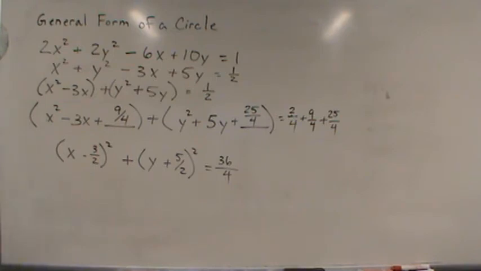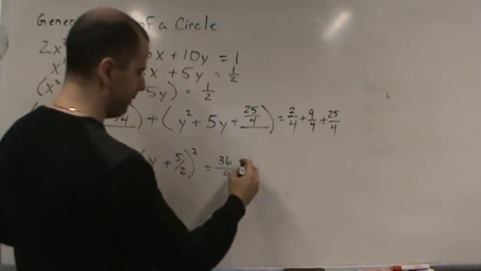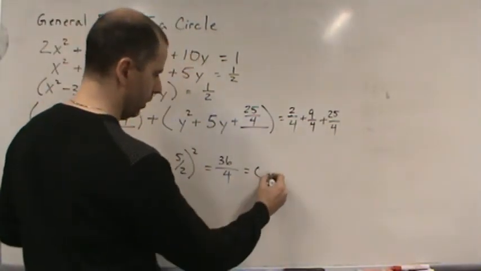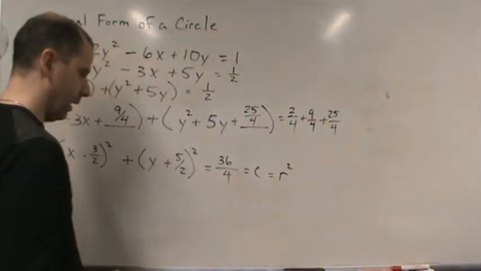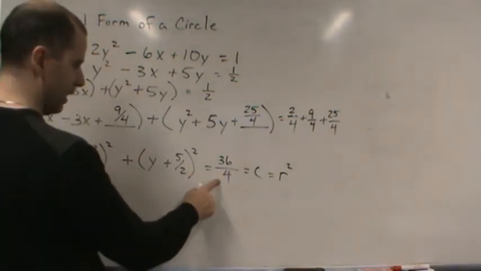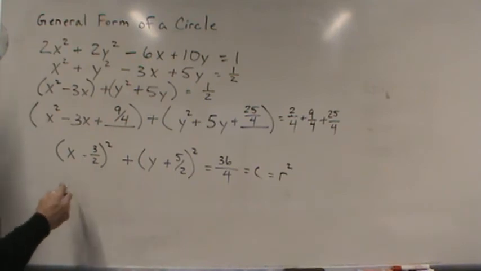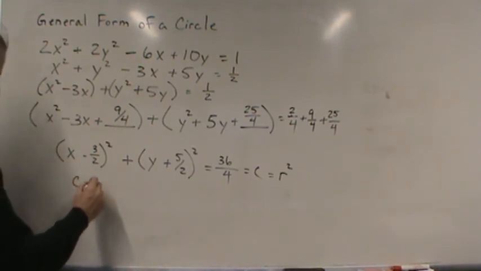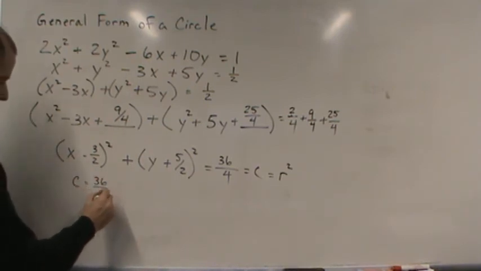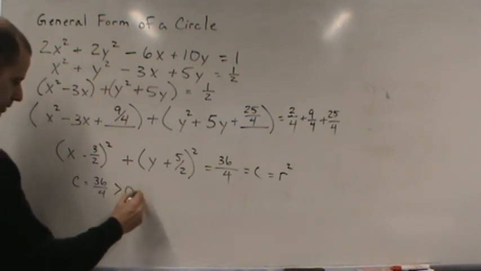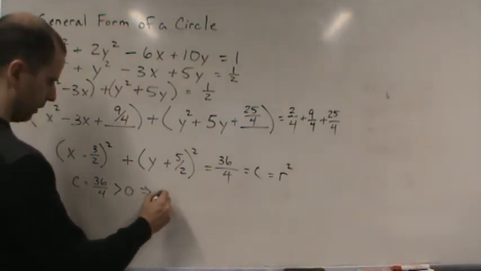So now we have to answer the first question. The first question is, do I have a circle, a point, or no circle at all? And the answer is, looking at this, this is my C value, right? This is C, which is equal to r squared. So C is definitely positive, so this is a circle. C is equal to 36 over 4, which is definitely greater than 0, which implies that we have a circle.